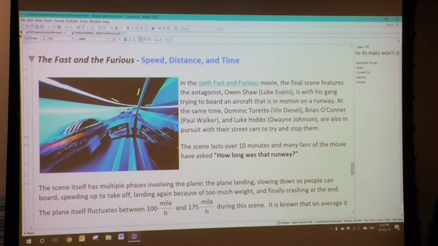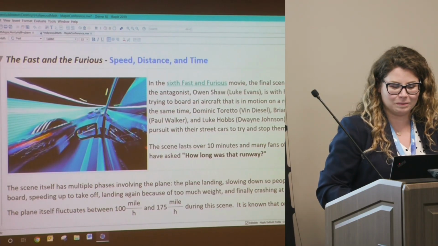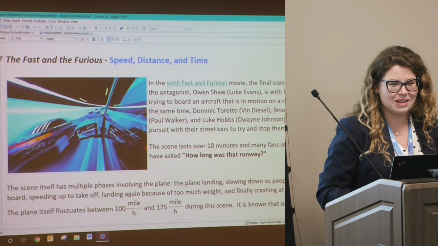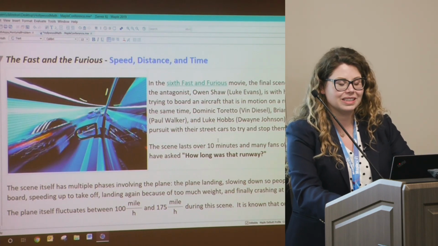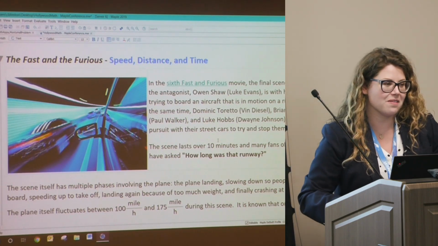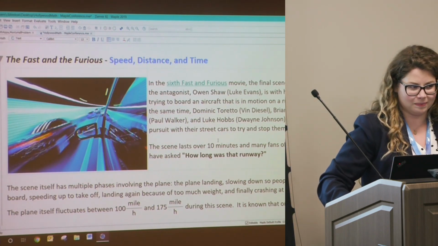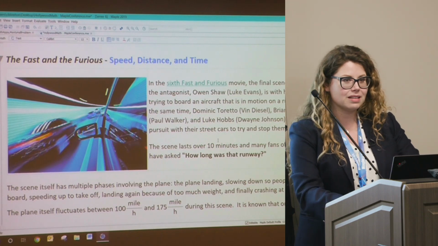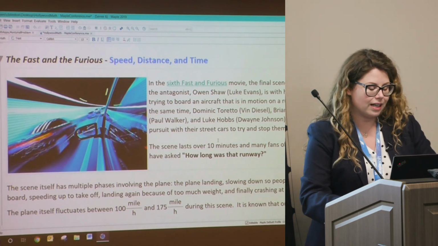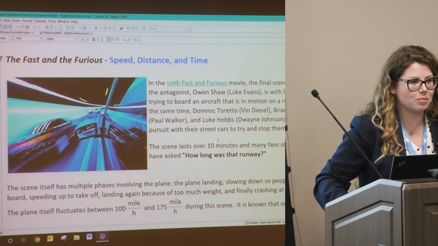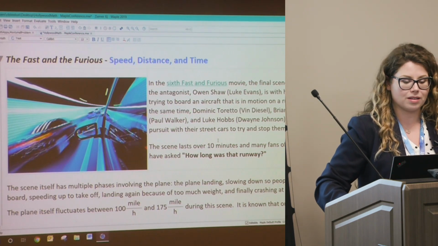So, the Fast and the Furious. I don't know which, I guess this one's the 6th one. I'm not quite sure which one we're on at this point. The one that beats Rainbow. But in the 6th movie, the final scene features a very, very, very long runway. The scene lasts over 10 minutes. I believe it ends up being about a 15-minute long scene.